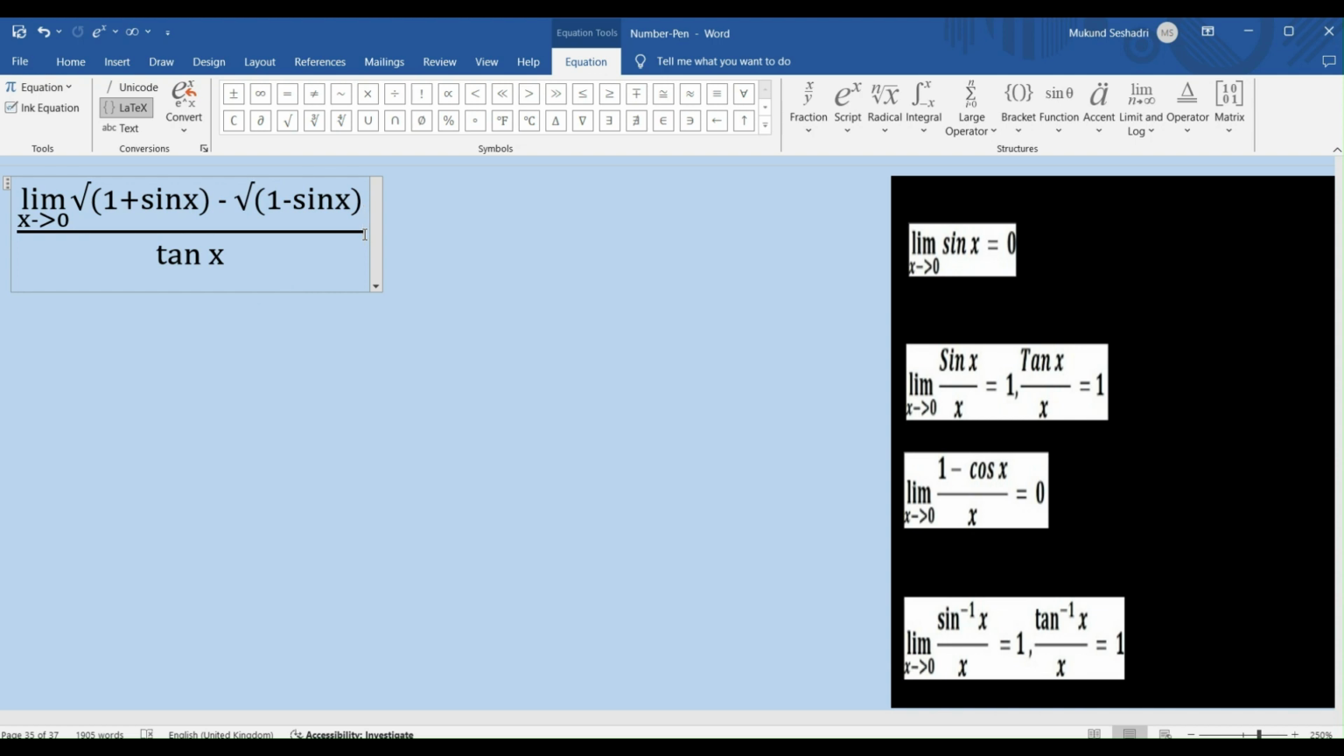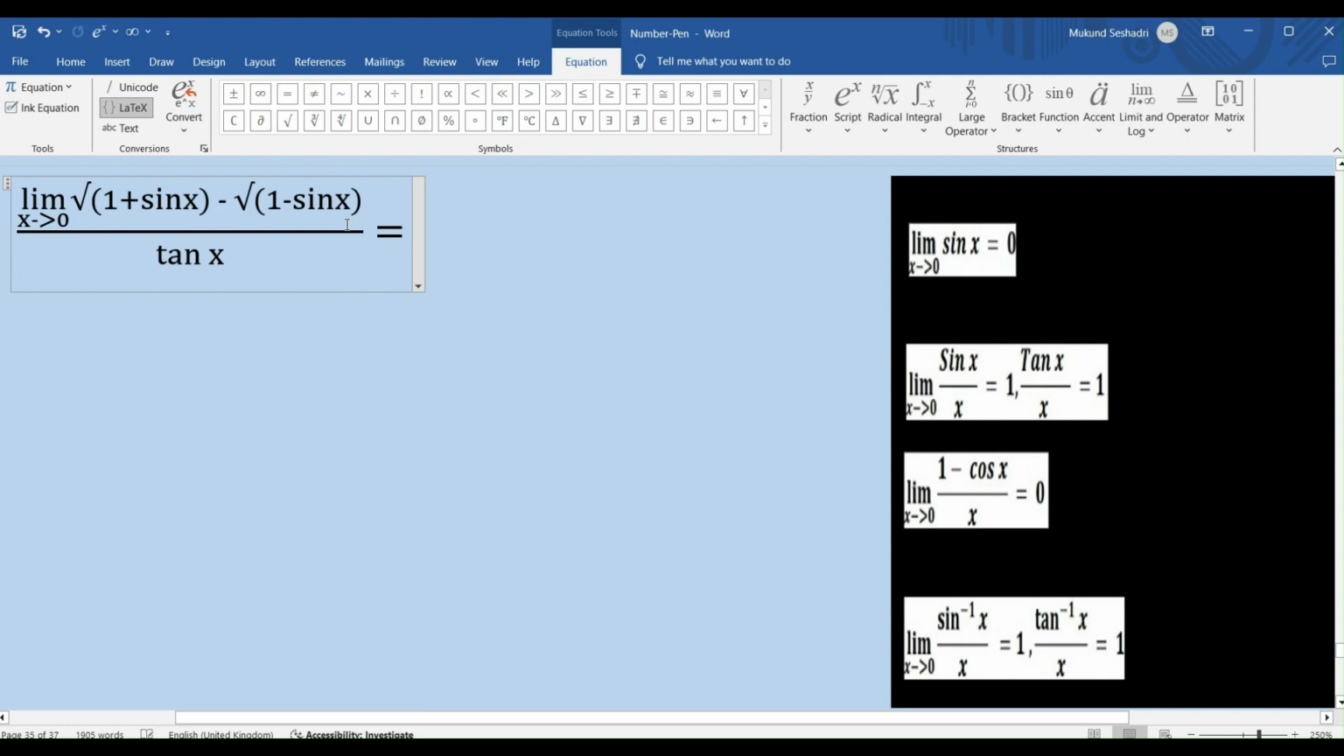We have the problem on our screen. Limit x tending to 0, a root of 1 plus sine x minus a root of 1 minus sine x divided by tan x, right? So again, when you see a root in the numerator, immediately attempt rationalizing, right? So let's do a rationalization of the numerator.